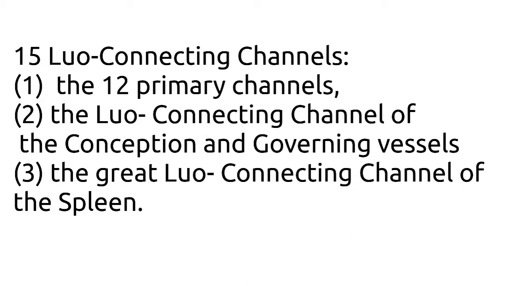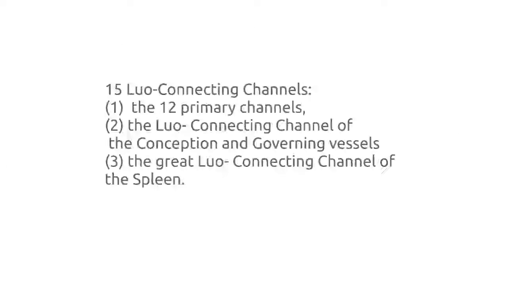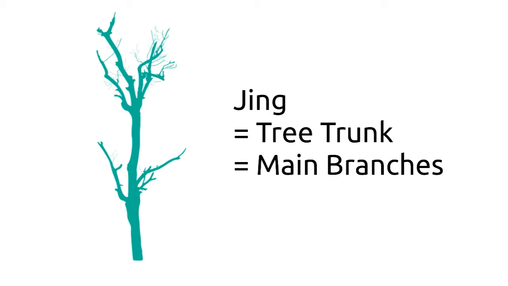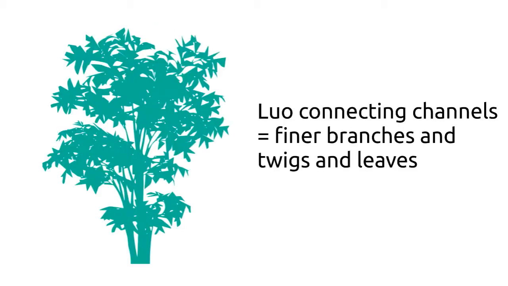The 12 primary channels, the lower connecting channel of the conception and governing vessels, and the great lower connecting channel of the spleen. Think about the meridian system as the structure of a tree. The tree trunk and main branches represent the jing, while lower connecting channels correspond to finer branches and twigs and leaves.